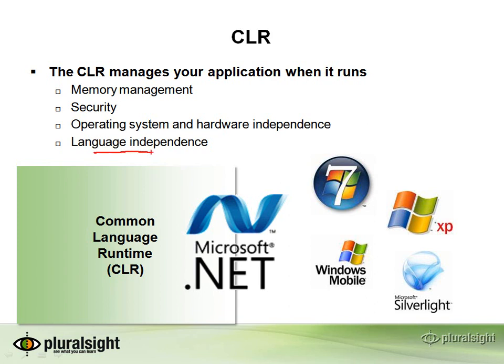We call it the Common Language Runtime because the CLR is independent of the language that you use to write .NET applications. You can write them in C#, but you can also write them in Visual Basic, or F#, or Iron Python, or Iron Ruby. Those are all .NET applications. They're all going to be managed by the same CLR.